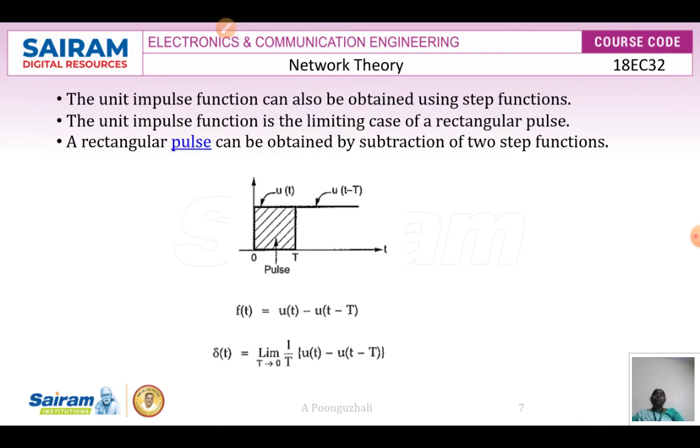The unit impulse function can also be obtained using step functions. We can use step functions to obtain the unit impulse function, and it is going to be a limiting case of a rectangular pulse. This rectangular pulse can be obtained by subtracting two step functions. So your f of t is equivalent to u of t, that is the first one, minus u of t minus tau. So delta of t is equal to the limit as t tends to 0 of 1 by t into u of t minus u of t minus t. That is your impulse function.